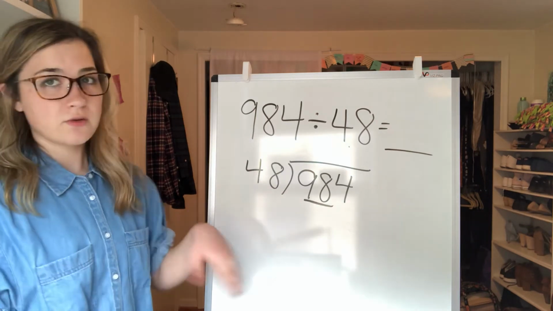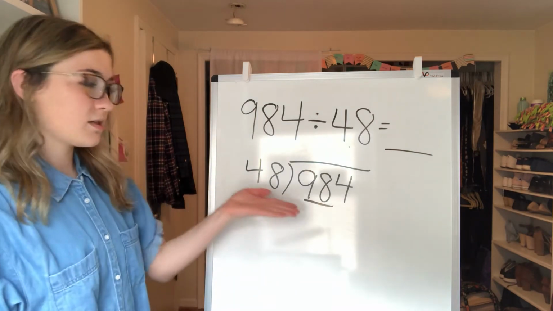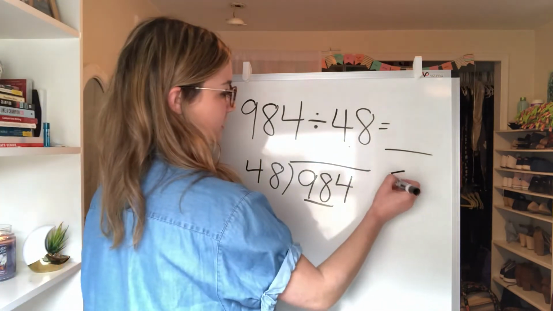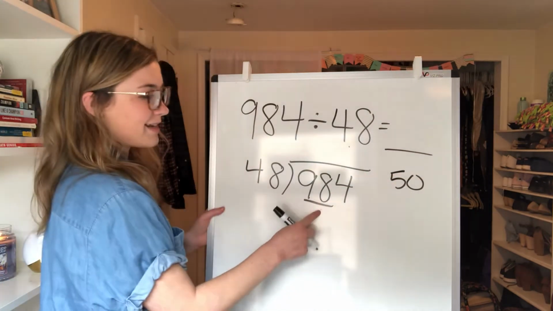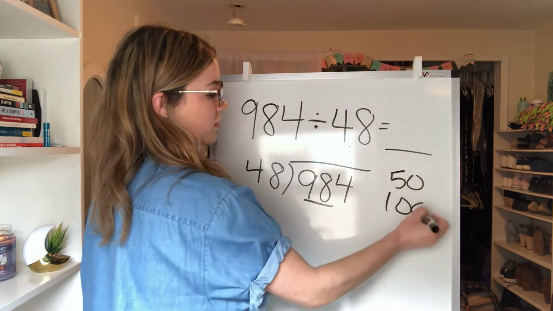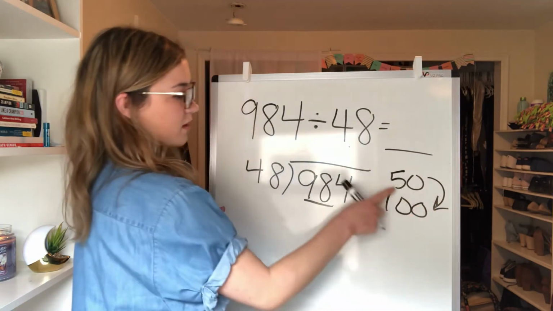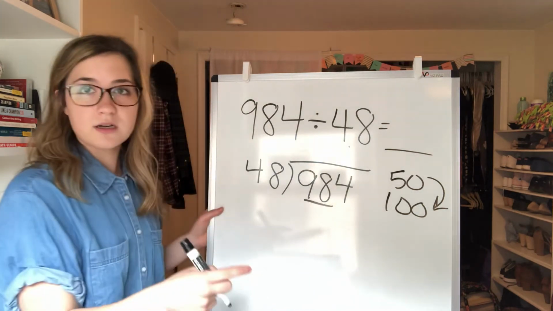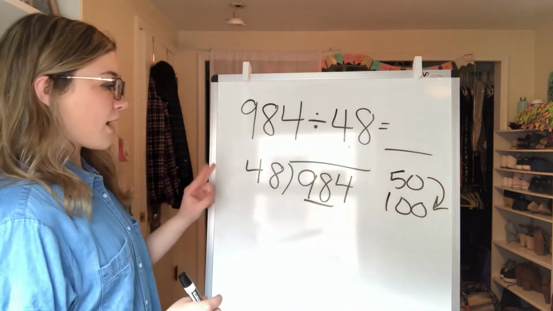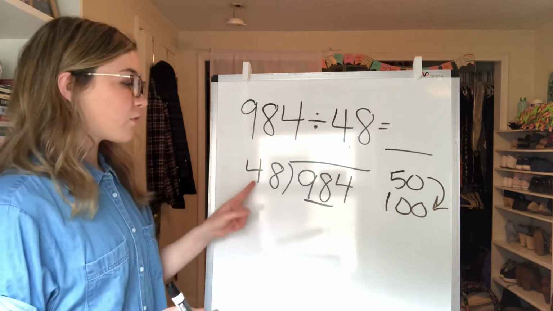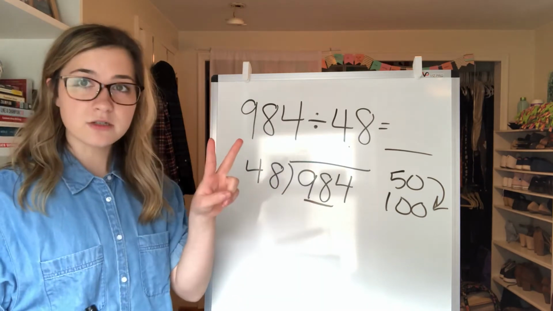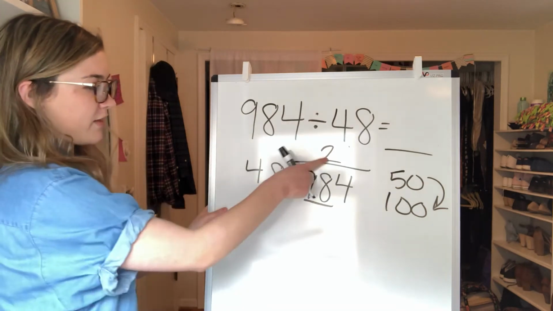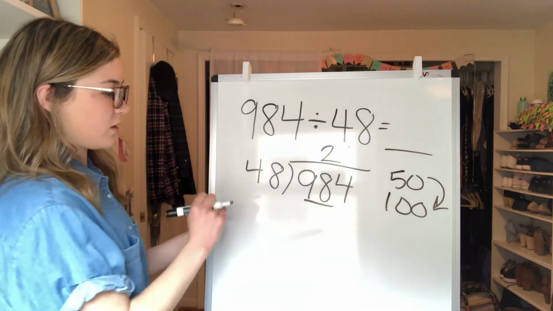So what I'm going to do is estimate these numbers to make them a little easier to deal with. 48 is really close to 50, and 98 is really close to 100, which work really well because I want to know how many times 50 goes into 100, which is 2 times. So I'm going to guess that 48 goes into 98 2 times as well. So I'll write a 2 there, and then I'm going to go ahead and multiply 2 times 48.